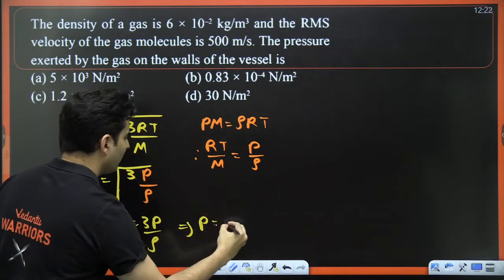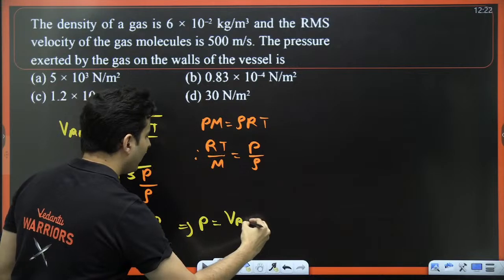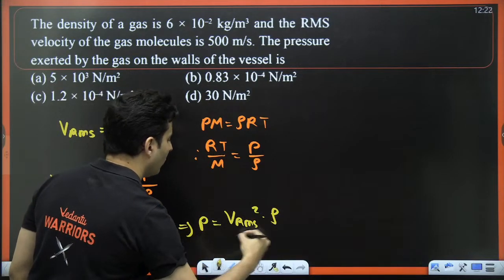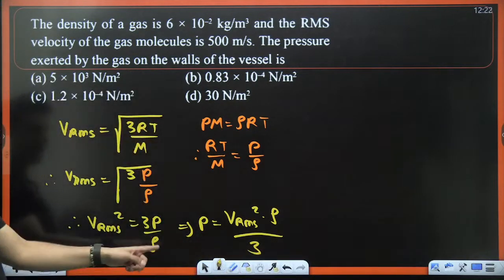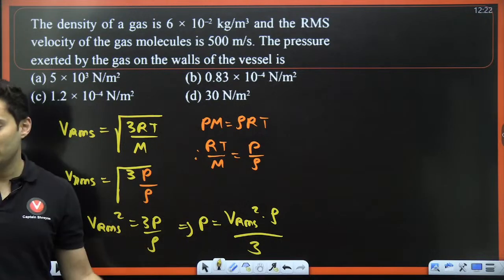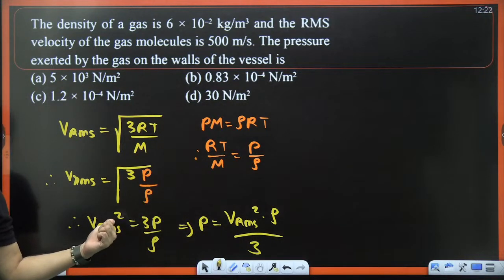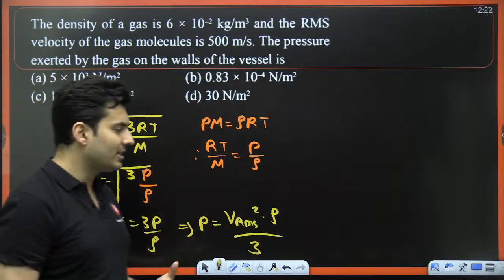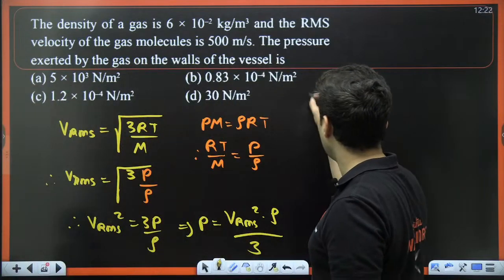Therefore, pressure will be VRMS square into rho divided by 3. Everybody with me? Great. So now we just have to substitute the values and see what you get.